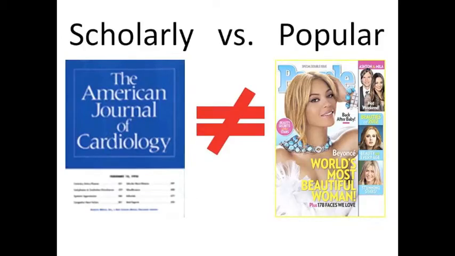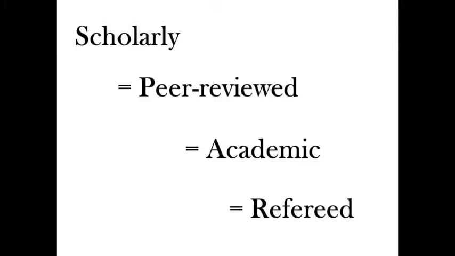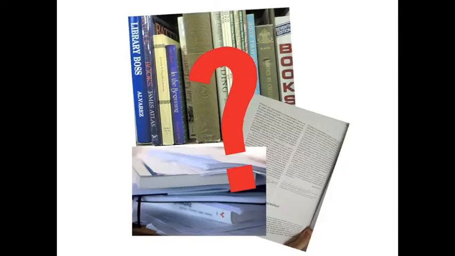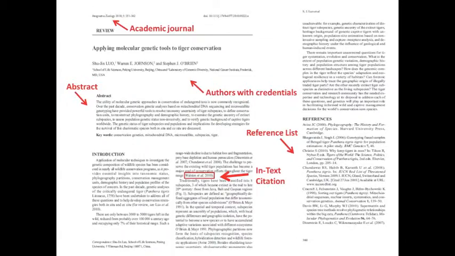For most college-level papers, you should be using scholarly rather than popular sources. Scholarly sources might also be called academic, peer-reviewed, or refereed sources. How do you tell if a source is scholarly? Here are some things to look for. Footnotes or in-text citations, a reference list or bibliography, expert authors, etc.